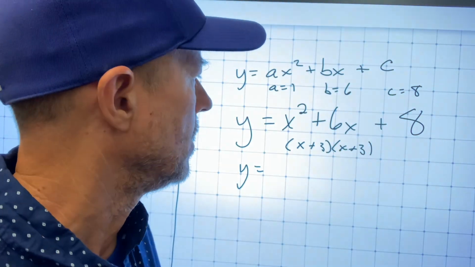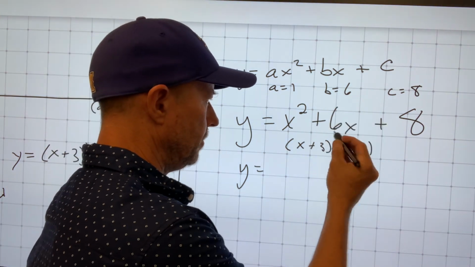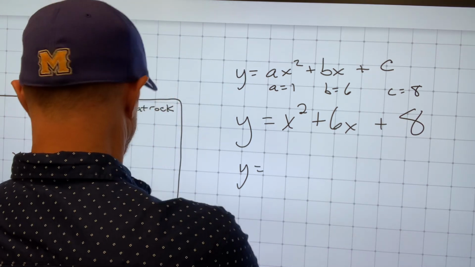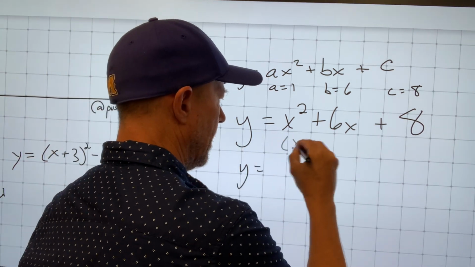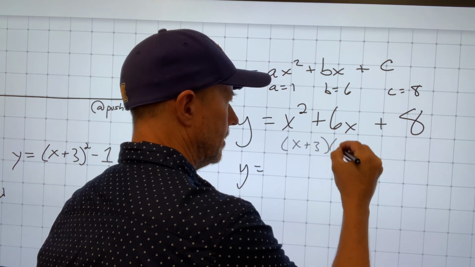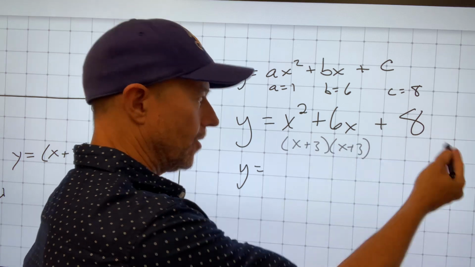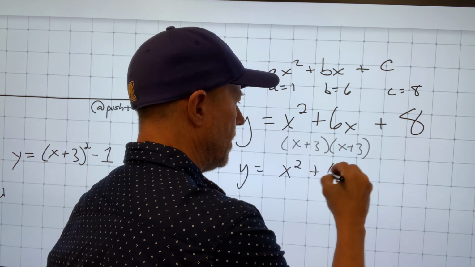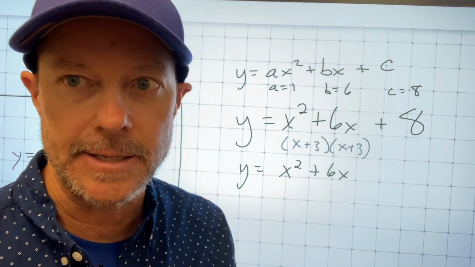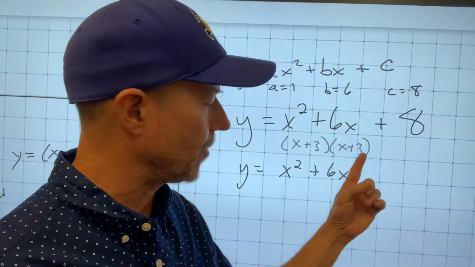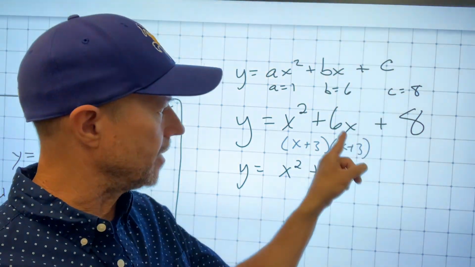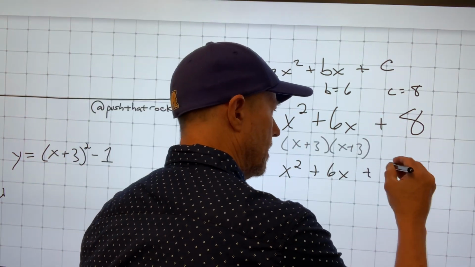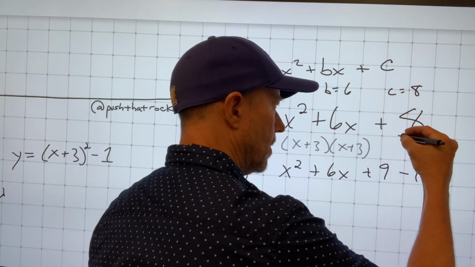My goal is to have x plus 3 times itself, so that I have x plus 3 squared. But I don't have that, so what I'm going to do is a nice little math trick. I'm going to rewrite 8 with a 9 in it. So 3 times 3 gives me 9, and 3 plus 3 gives me 6. So I want a 9 out here, so I'll give myself a 9, but to keep it at 8, I put a minus 1.